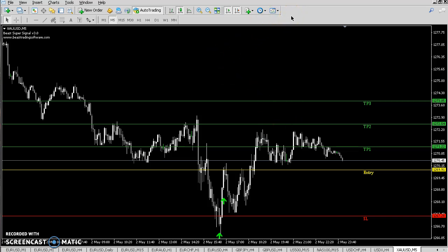Well, that's pretty much it, guys. I'm really excited about this indicator. It is a huge step forward compared to the previous version 2. A lot more versatile, a lot easier to use. You can use it across multiple time frames, multiple assets. It really is a good upgrade.